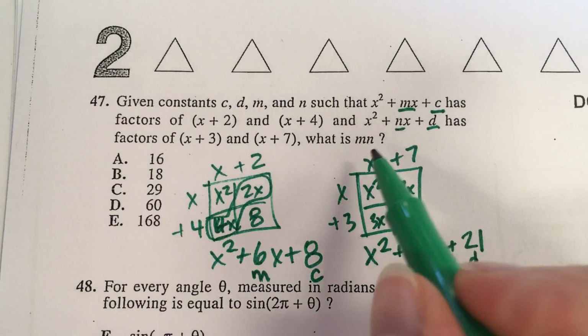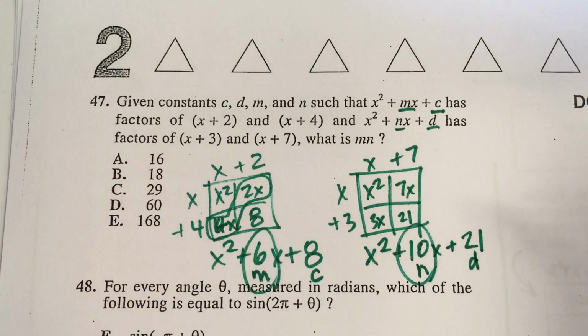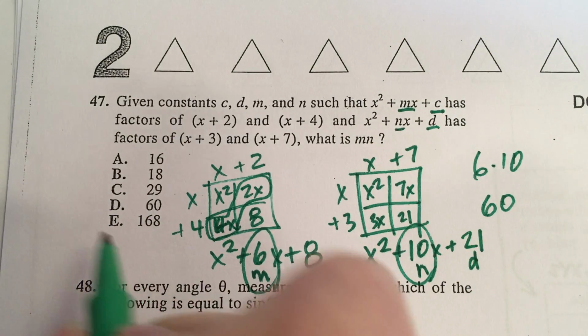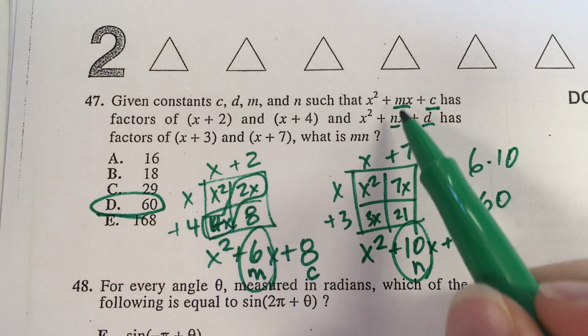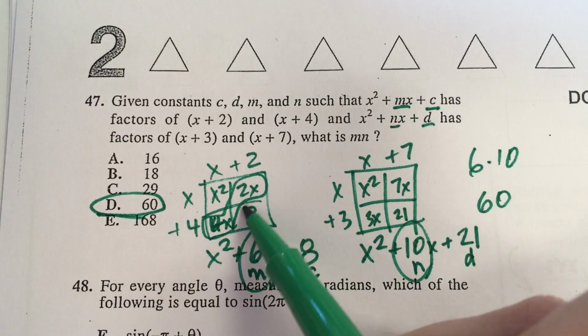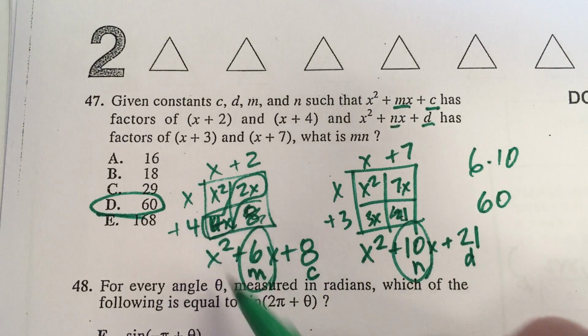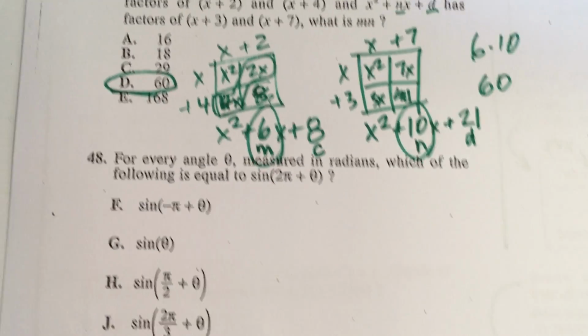Right? So, they're asking specifically for m and n. So 6 times 10 would be 60. So your correct answer is D. They really just want to know the middle terms. So if you could figure out that they just care about the middle terms, you don't even actually have to do this part here. You could just figure out, like, okay, that makes 10 and this makes 6, so 6 times 10 is 60.